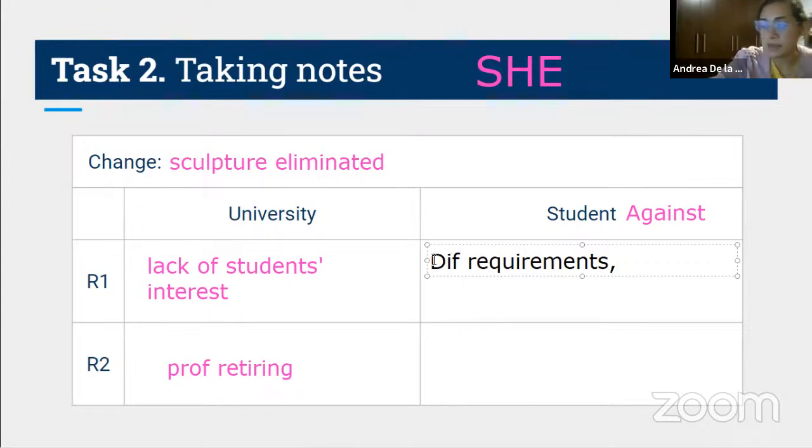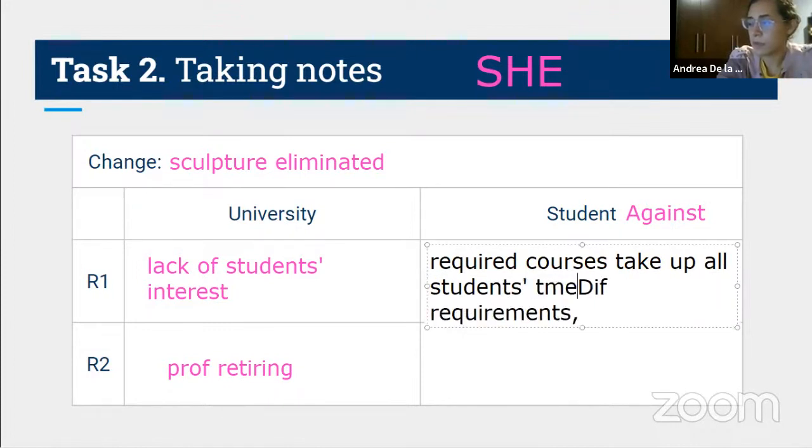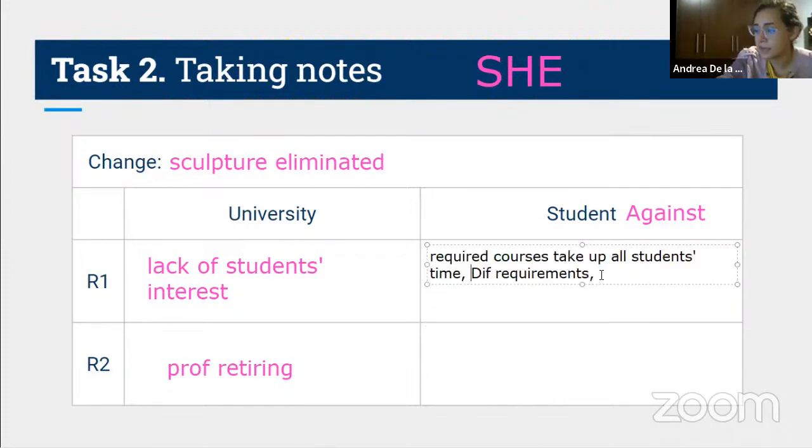We're gonna say the required courses take up all students' time. So yes, it's true that they need different requirements so that they can take more courses, right? They can take the courses that they actually want to take because they are too busy. They don't have enough time to take these optional courses, right? Selective courses. That's what the student says.